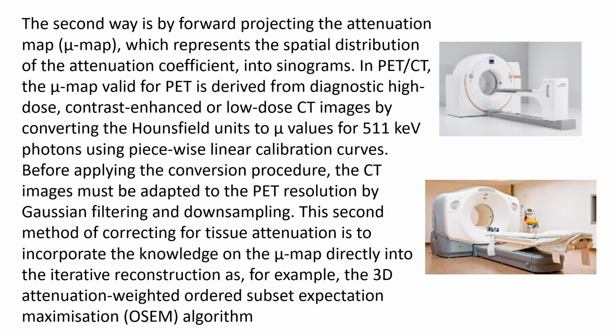Before applying the conversion procedure, the CT images must be adapted to the PET resolution by Gaussian filtering and downsampling. This second method of correcting for tissue attenuation incorporates the map directly into the iterative reconstruction.